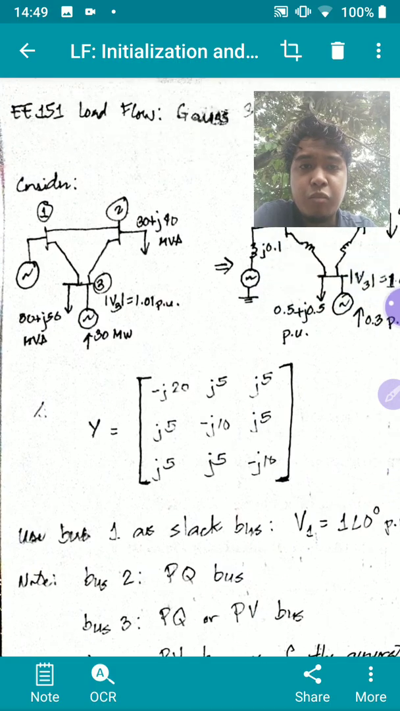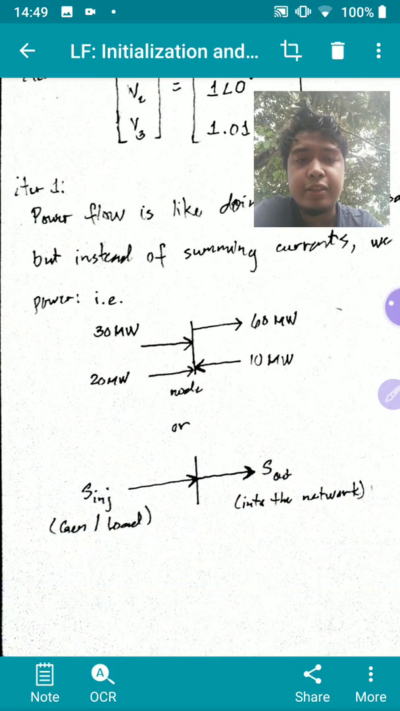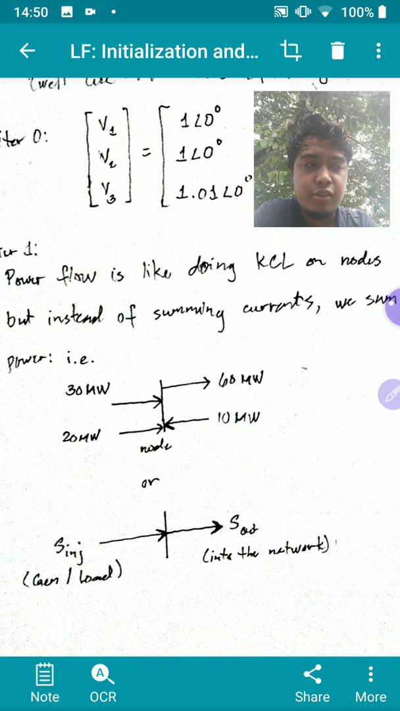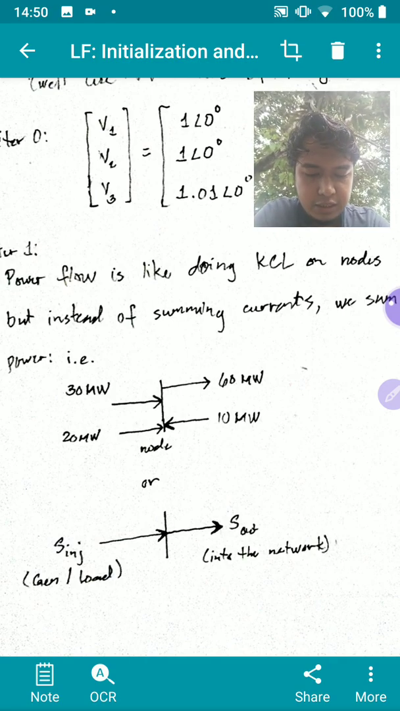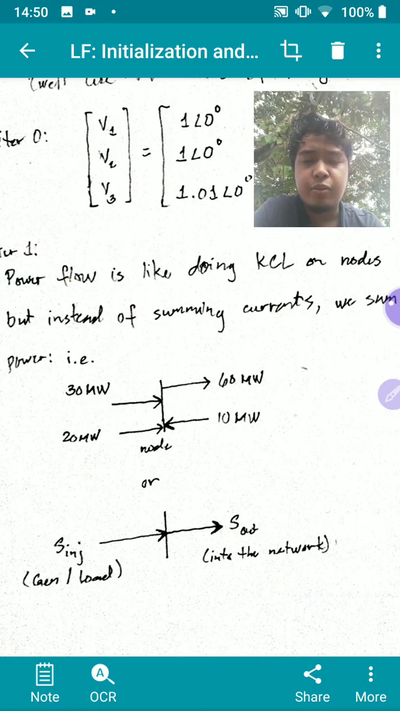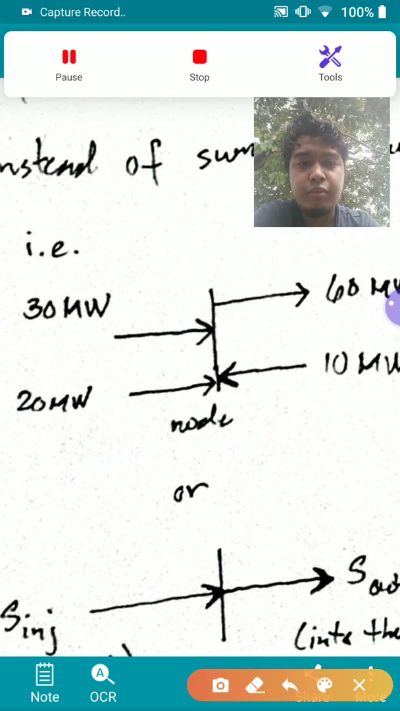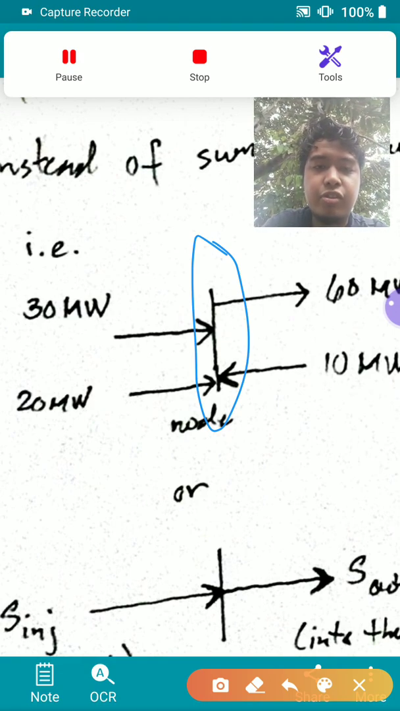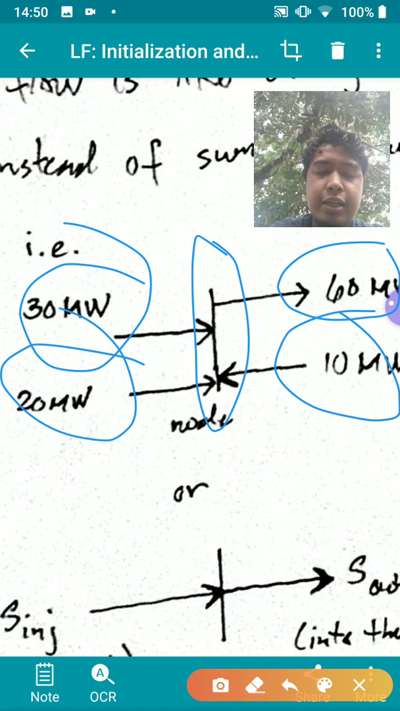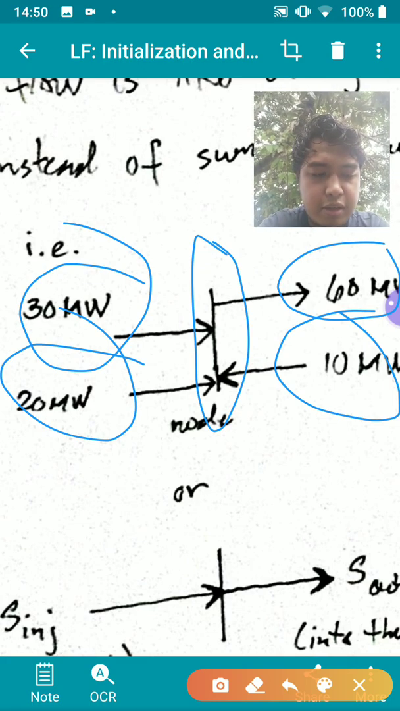Now, before doing iteration 1, let me just explain the idea behind power flow. Power flow is like doing KCL at nodes. I'm pretty sure you're all familiar with KCL. Basically, the summation of the current going into a node is the same as the summation of the current going out. Power flow is just like that, but instead of summing currents, we sum power. If this is your node, all of the power going into that node, 30, 20, and 10, so that's 60, will all be going out, so that's 60. That's the idea of power flow.